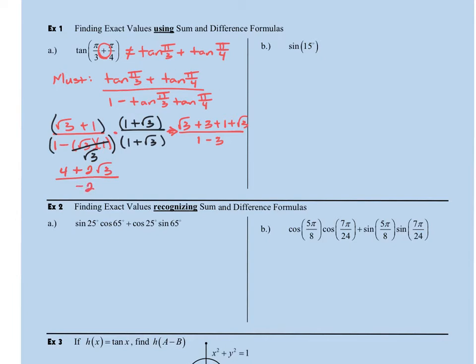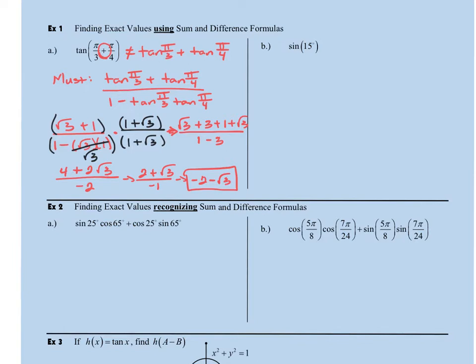So then we could reduce that. Everything's going to reduce down, and we're going to have a 2 plus a radical 3 over a negative 1. And we don't want to leave a negative in the denominator like that. So we're going to move it to the top and distribute, and we'll have a negative 2 minus a radical 3 as our final answer. Okay, that's our first sum and difference example.